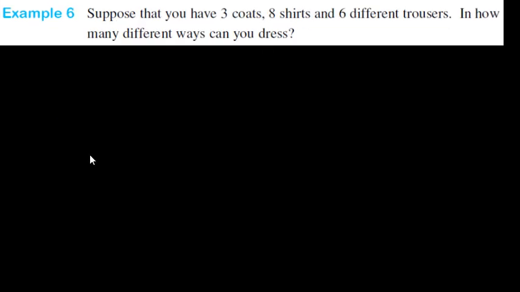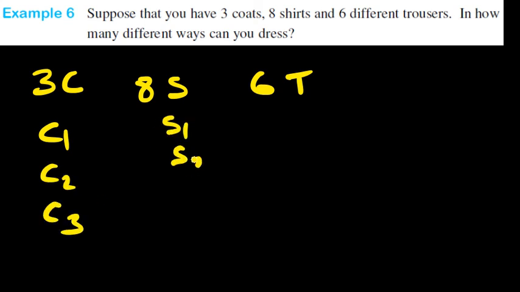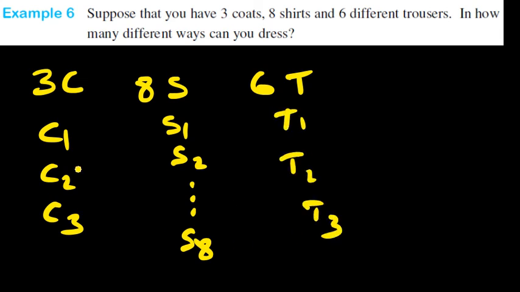The next example, suppose that you have 3 coats and 8 shirts and 6 trousers. So in how many different ways can you dress? 3 coats means you can say C1, C2, C3, and 8 shirts means S1, S2 until S8, and 6 trousers T1, T2, T3. So in how many ways can you wear them?